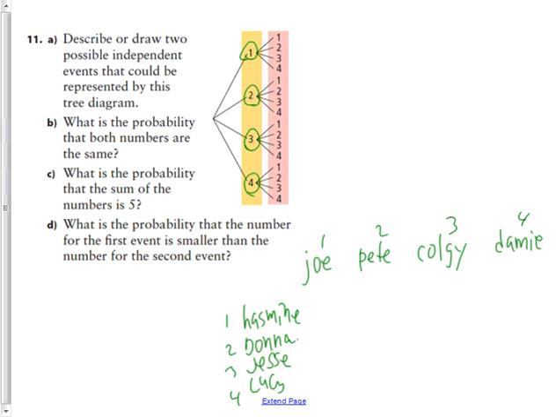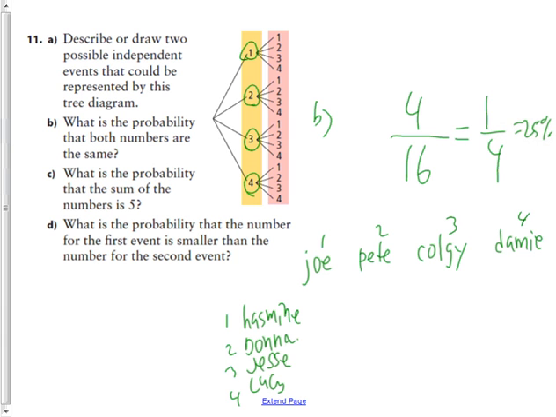But question B, what is the probability that both numbers are the same? So we know there's 16 possible outcomes for B. Of those 16 possible outcomes, how many of them are identical pairs of numbers? 4 of them. What's 4 to 16 as a fraction in lowest terms? 1 over 4. What's that as a percentage? 25%. So we could say that the probability is 4 out of 16 that they're the same, or in lowest terms, 1 out of 4, which would be a 25% probability.